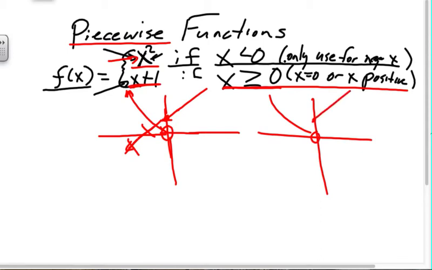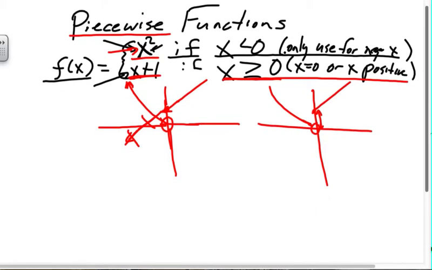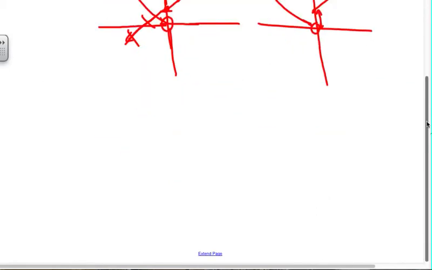So there's my graph of f. Now you notice it's not continuous. We've got a jump here, and we'll talk about how to handle those a little bit later. Okay, so now let's come back in and say, okay, so what am I going to do? And how do I handle this?